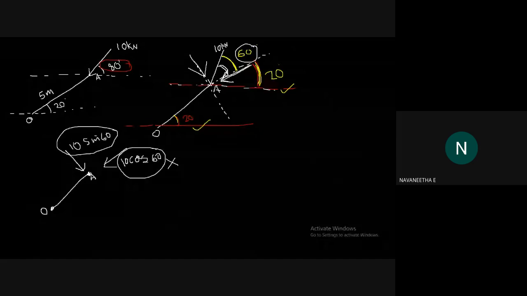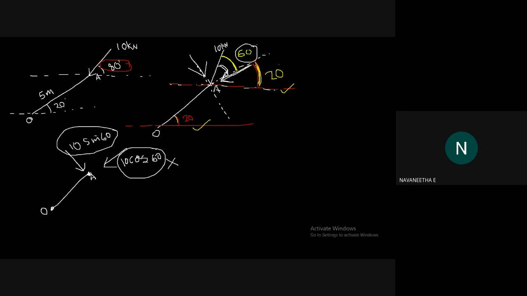So there is no perpendicular distance between 10 cos 60 and O, so it is 0. But in the case of 10 sine 60, that is the y component, there is a perpendicular distance between O and this y component. So what is the perpendicular distance between 10 sine 60 and O?